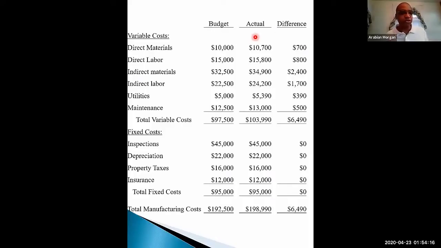Okay, so here we go. In the variable cost area, it seems like all of the actual dollar amounts were higher than the budgeted dollar amounts. So all of these differences then have to be unfavorable. So you should write the letter U next to all of the variable cost dollar amounts. But we see in the fixed cost area, all of the differences are zero. And a zero difference is a good thing. So you can write the letter F next to all of the fixed cost amounts. And I'll do that now.